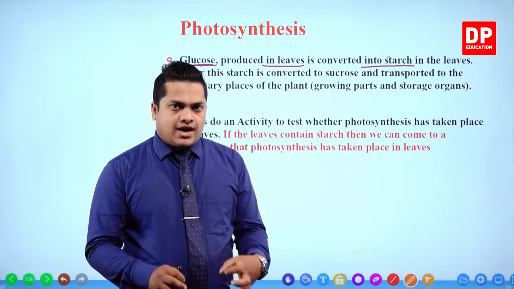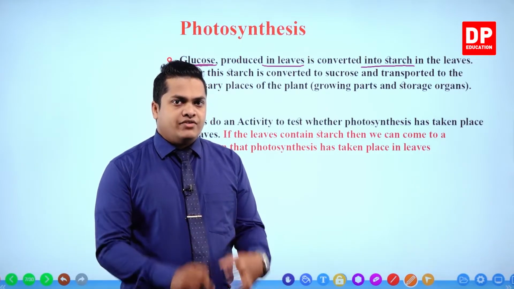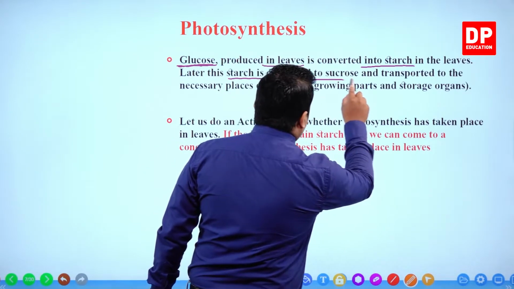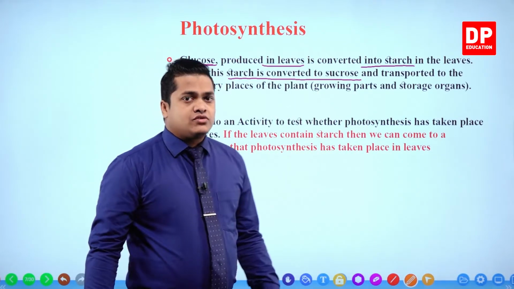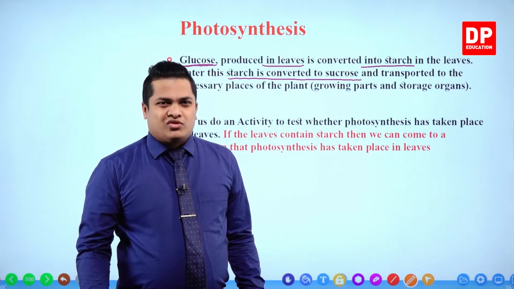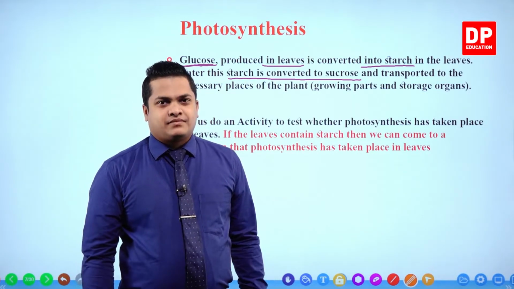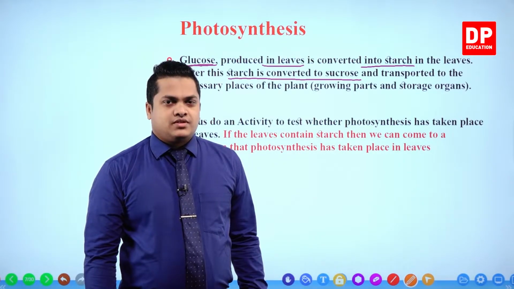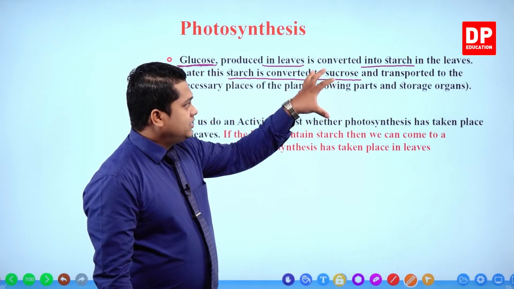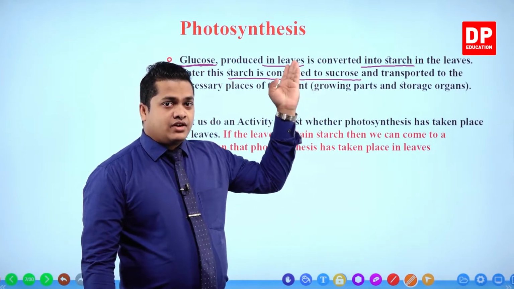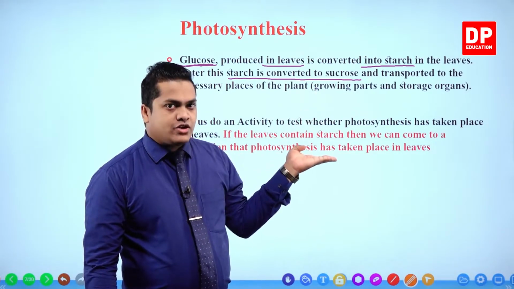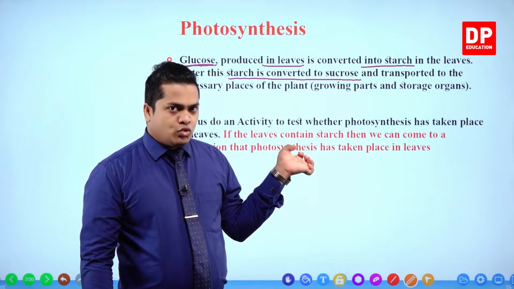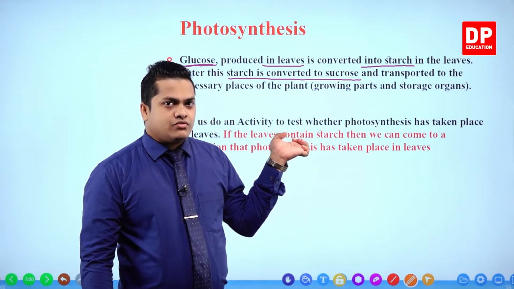The starch produced within the plant leaf is converted into a special solution called sucrose. It is converted into a sucrose solution. Sucrose means simply sugar; the chemical name of sugar is sucrose. So my dear children, glucose is converted to starch, which is a carbohydrate, and that carbohydrate is then converted into a sugar solution, or sucrose.